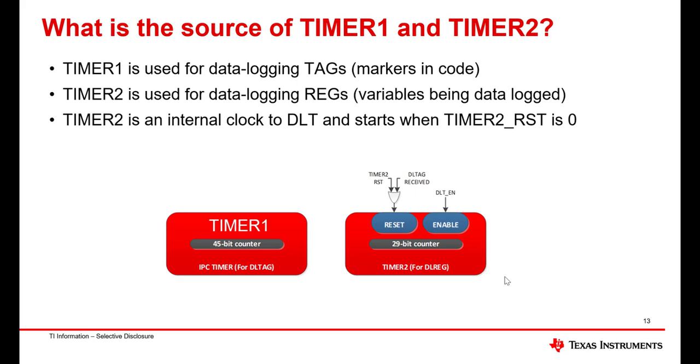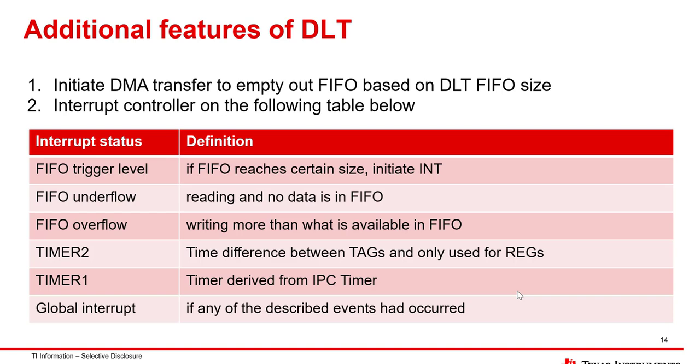Remember, regs are the variables being data logged. And timer 2 is sourced from the internal clock of the DLT. Timer 2 is relative to the previous tag or marker that it was data logged. Here is a quick list of additional features the DLT offers, such as connections to the interrupt controller and DMA.